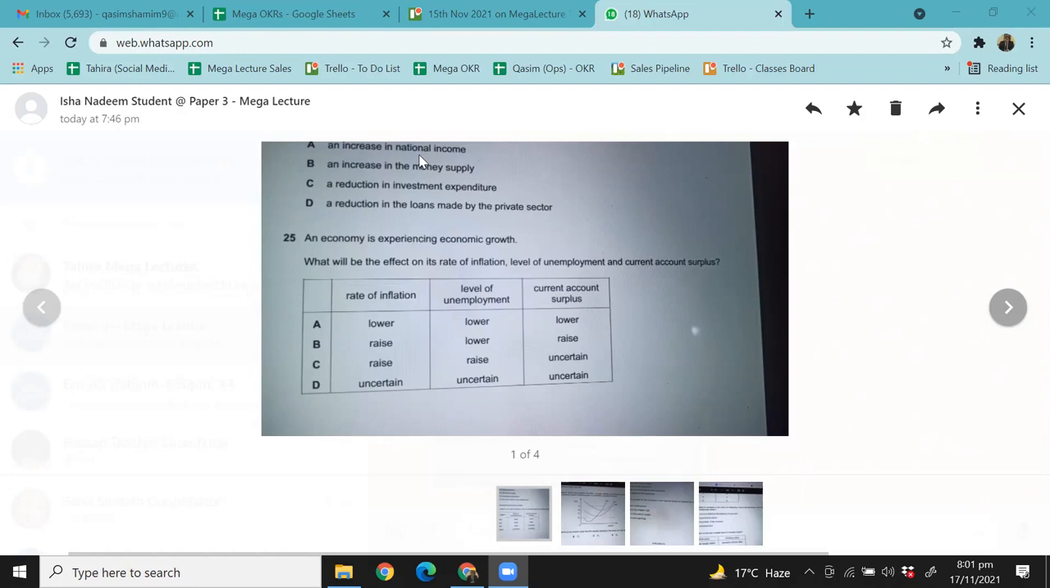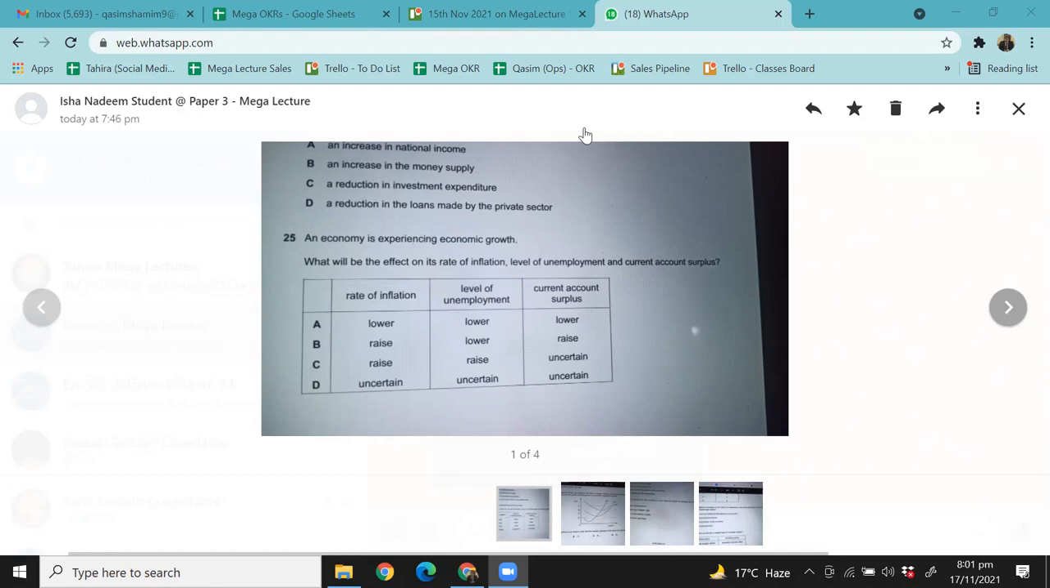And with current account surplus, as Arbab said, when a country is producing more, most probably it will also be exporting more. When you export more and you import less, overall your current account surplus will rise. Is it making sense, Isha?